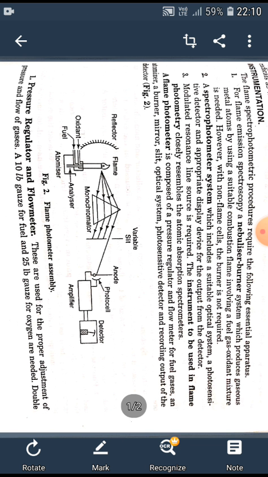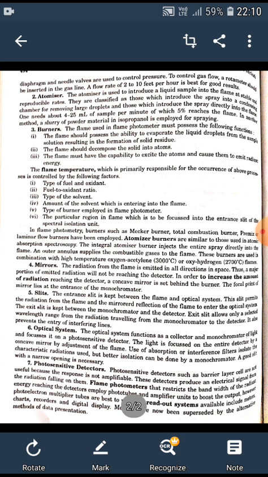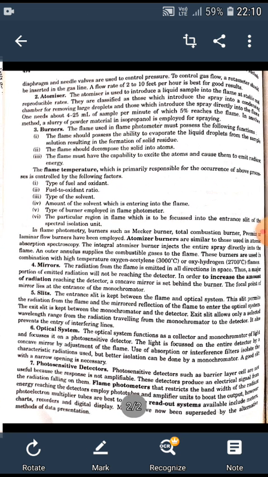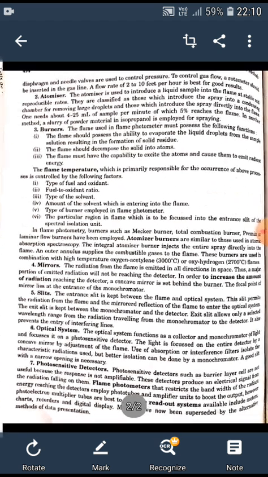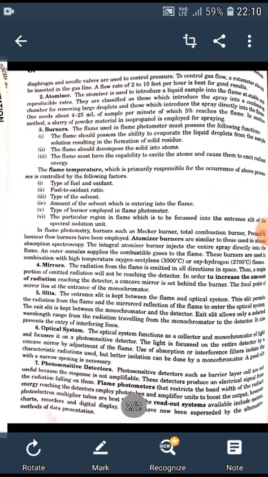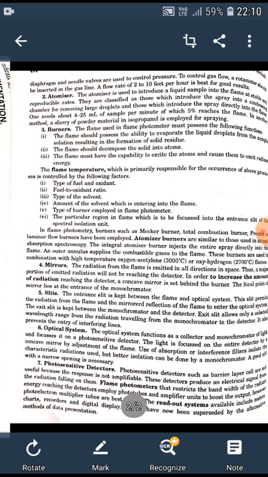A 10-pound gauge for fuel and 25-pound gauge for oxygen are needed. Double diaphragm and needle valves are used to control pressure. To control the gas flow, a rotameter is also inserted in the gas line. A flow rate of 2 to 10 feet per hour is used for the majority of times.